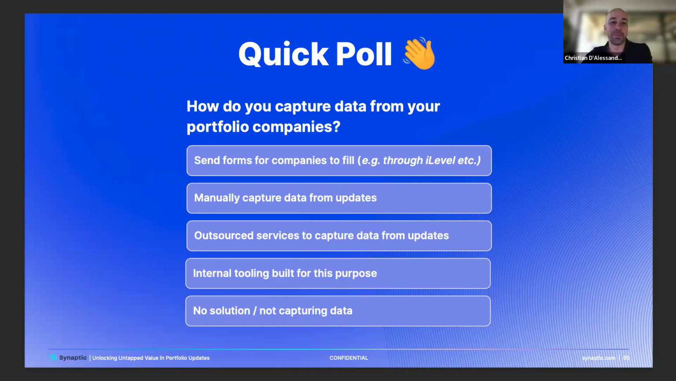And let's see the results here, because I'm curious what people have said. I'm sure manual capture will be one. Yep. And then we see others that are really common as well. And we'll get into some of these other processes as we continue. Excellent. Thanks everyone for participating.